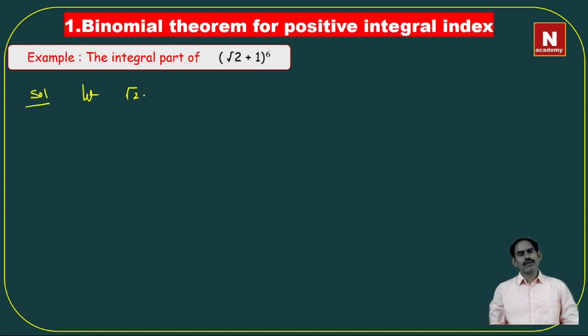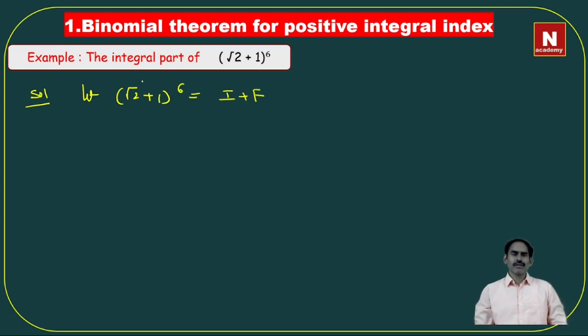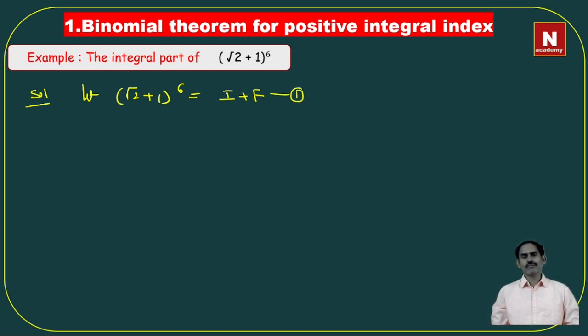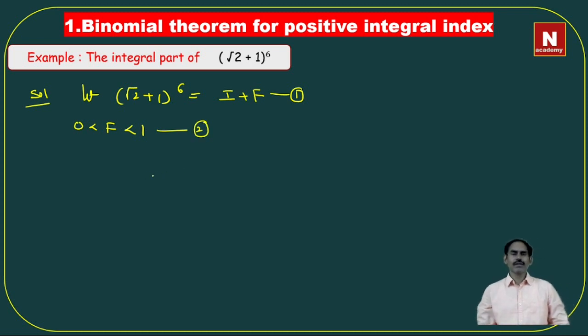Let (root 2 plus 1) whole power 6 equal I plus f. According to our previous discussion, this expansion gives some integral part and fractional part. In this question, we have to find only the integral part, meaning the I value is required. Finally, we should find the I value. This is equation 1. Here f is the fractional part, that's why I am taking 0 less than f less than 1 as equation 2.